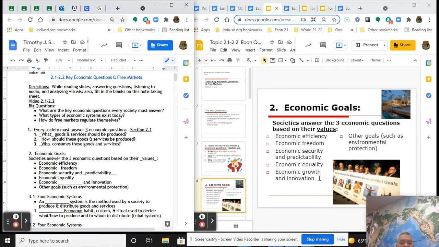Anyway, economic equality, economic growth, and innovation could affect these. How much are you innovating? How much is there freedom? In some countries, only men can do business, and so that's not very equal. And in other countries, there is a lot of equality. Other goals, such as environmental protection, can be factors too.